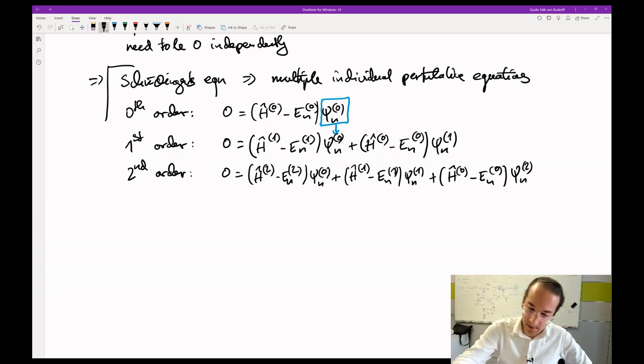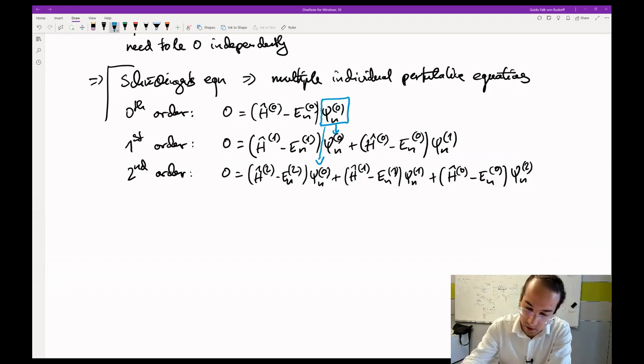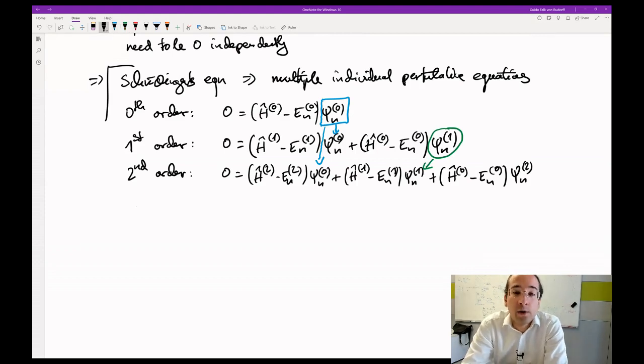Now here you see again that these wave functions can be used in the second order expression, but now we also got these terms here and we can use them in the next order. This way we build up this successive approach of solving these equations.